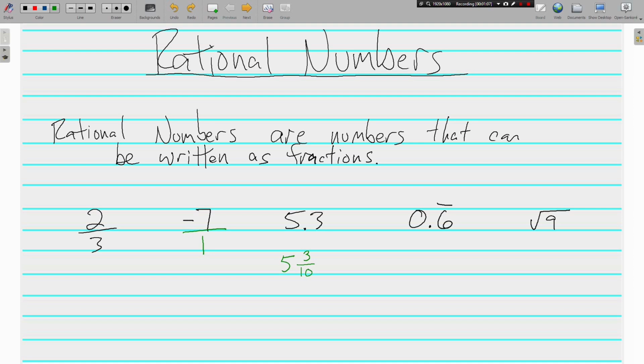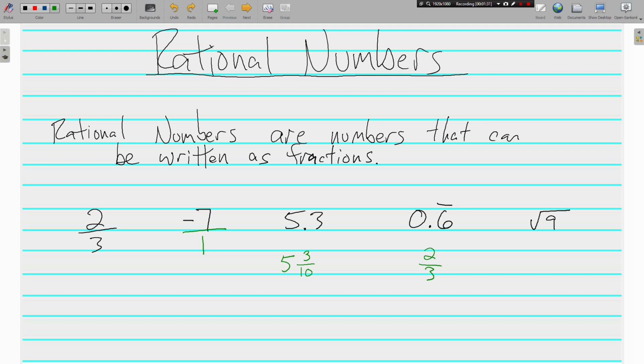Repeating decimals like 0.6 repeating can also be written as fractions. We know that 0.6 repeating is actually 2/3. If we put 2 divided by 3 in our calculators, we would get 0.666666 as far as the display could hold. So repeating decimals are fractions, and perfect square roots are also rational numbers.